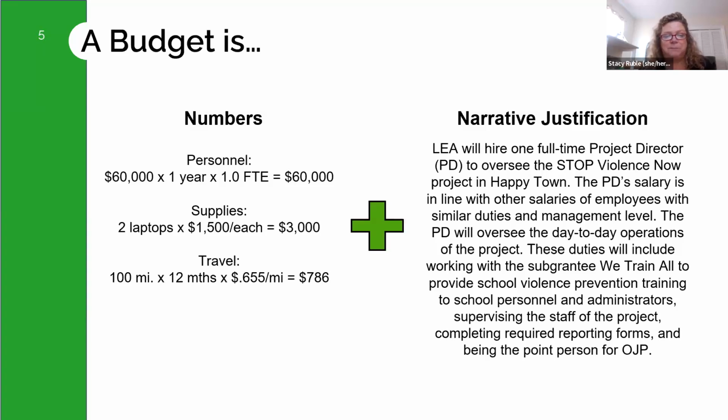All right, so first off, when we talk about what is a budget, it's not just the numbers, like I gave you an example on the left, it's also a justification, so a narrative. So you see on the left, we talk about personnel of 1 full-time equivalent, 1.0 FTE. And then on the right, we have: LEA will hire 1 full-time project director, PD, to oversee the Stop Violence Now project in Happy Town. The PD salary is in line with other salaries of employees with similar duties and management level. The PD will oversee the day-to-day operations of the project. These duties will include working with the subgrantee, We Train All, to provide school violence prevention training to school personnel and administrators, supervising the staff of the project, completing required reporting forms, and being the point person for OJP. And so when I go through the different budget categories, I'll talk more about how to write those justifications. This just gives you a quick example. Next slide.